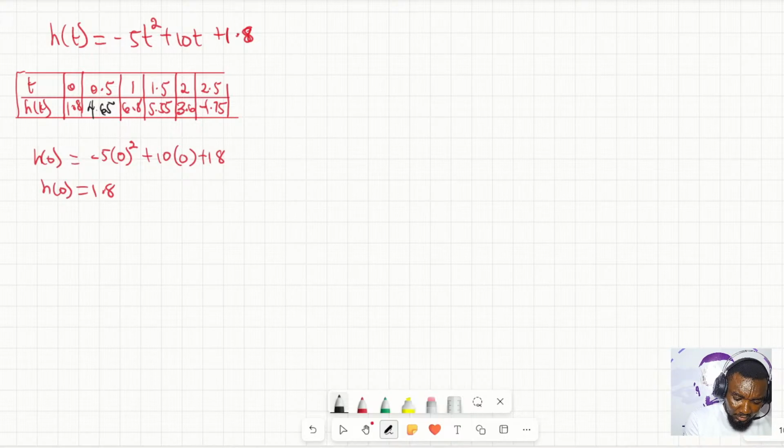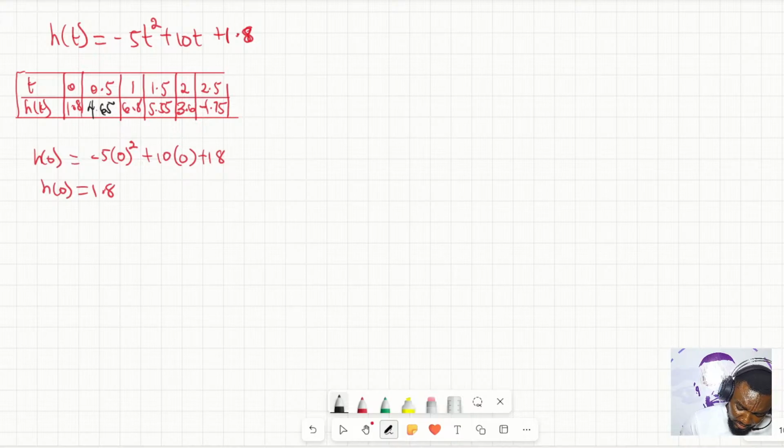When it is 2, I need to go through it one by one. When we substitute 2 into the t, we are going to have negative 5 multiplying 2 all squared plus 10 multiplying 2, plus 1.8, which gives us, oh, okay, so what I did is that I multiplied the 1.8 by the t again, and that would give me a very wrong value. So let's go through this again.